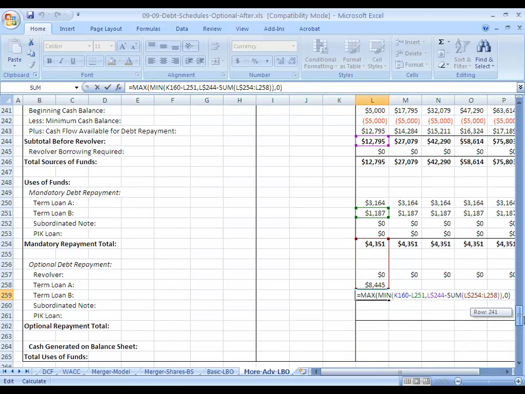Whenever you have a complex formula like this, it's always good to press F2 before you begin copying it across because you don't know what you might have forgotten or overlooked or not copied correctly or changed correctly in this case.